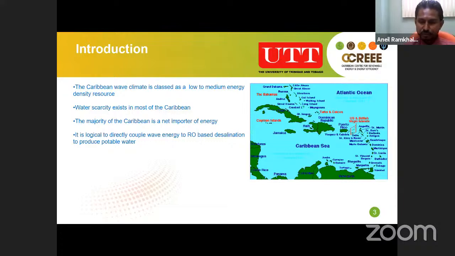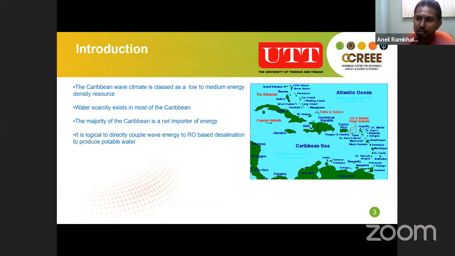So, unlike Trinidad and Tobago, which has oil and gas as our resource for energy, they have to import, and therefore their costs for energy significantly go up. So it seemed logical to try and maybe couple our wave energy resource in the Caribbean here to reverse osmosis desalination to produce fresh water.